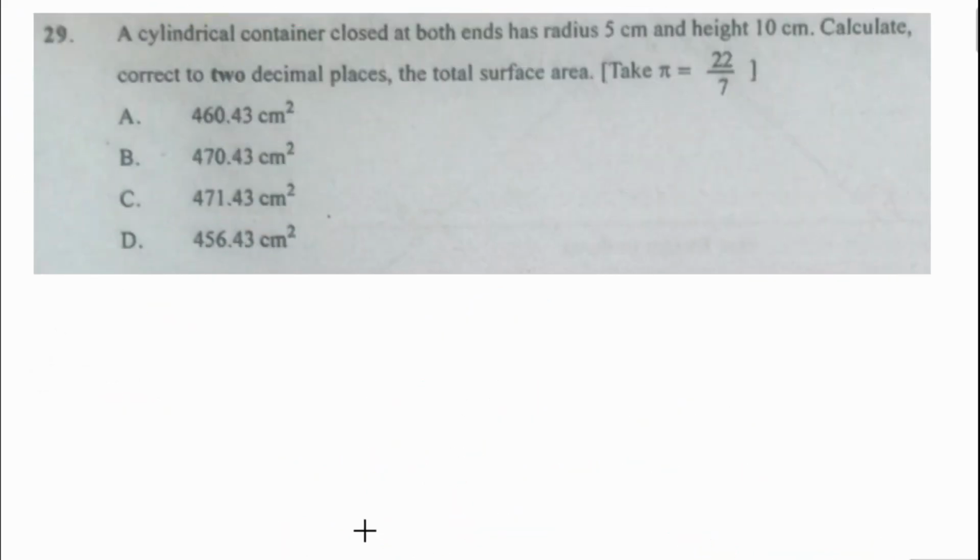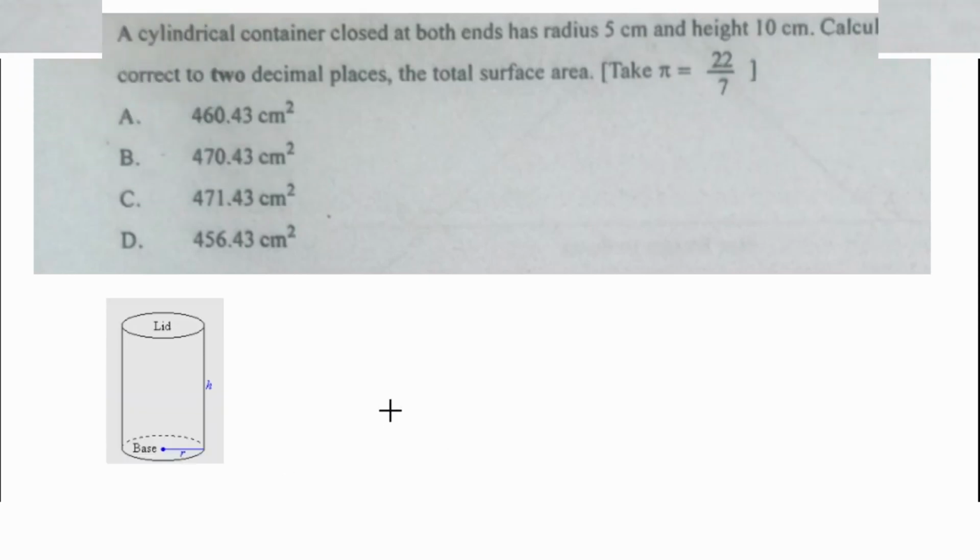Question 29 reads that a cylindrical container closed at both ends has radius 5 cm and height 10 cm. Calculate, correct to 2 decimal places, the total surface area. Take pi equals 22/7. Let me try again to show the picture. I'll represent a cylinder here. Right here is the picture of a cylinder, and the question said the cylindrical container is closed at both ends. So that's a very important information. That means there is a base and there is a lid.